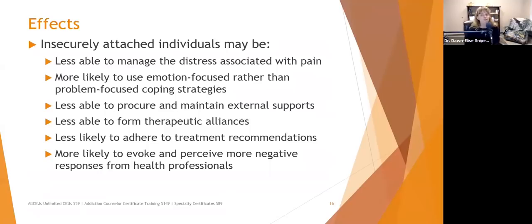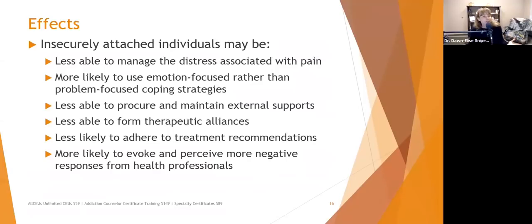They're less able to form therapeutic alliances. Well, heck, in their mind, in their internal working model, we are no more consistent and reliable than anybody else in the world. So it's harder for them to trust us. And we need them to be able to feel like they can trust us in order for us to help them try to identify some of those core issues. They're less likely to adhere to treatment recommendations.